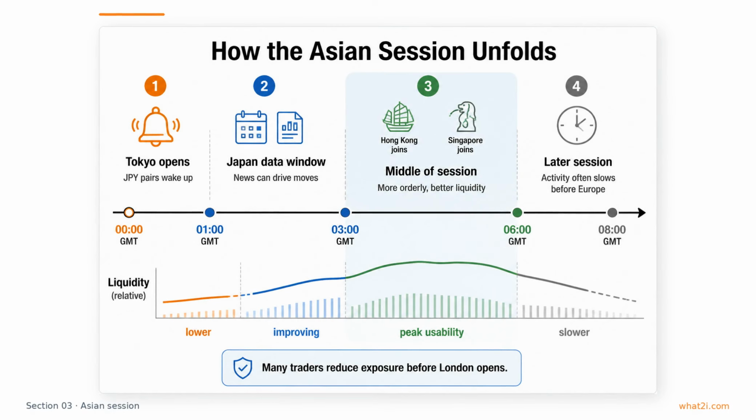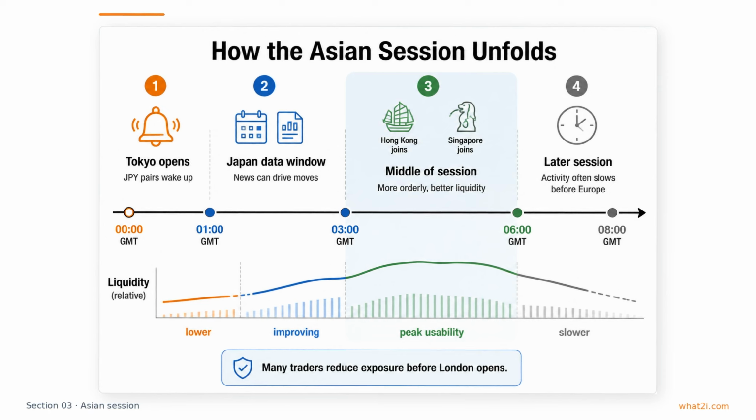The Asian session usually unfolds in stages rather than one continuous flow. Around 0000 GMT, Tokyo opens and yen pairs often become more active. From roughly 0100 to 0300 GMT, Japanese data can provide the main catalysts for movement.